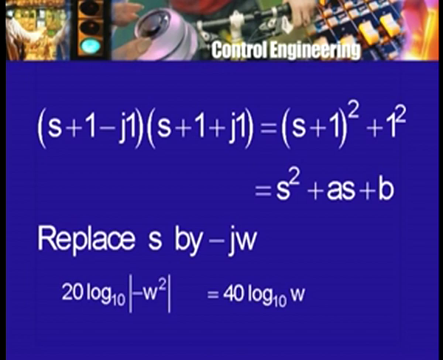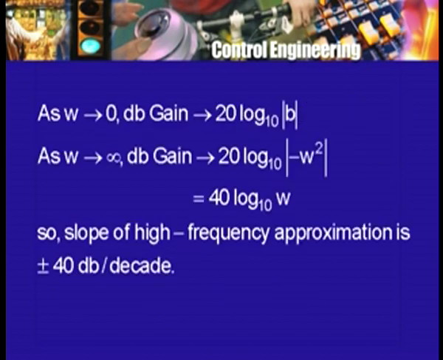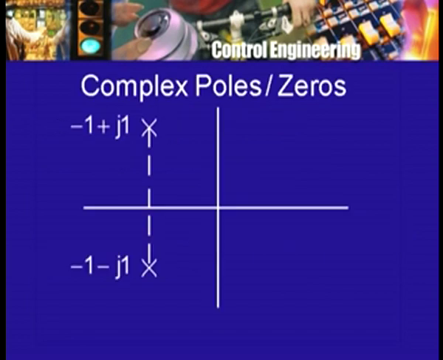So, instead of 20 log to the base 10 of omega, I have 40 log to the base 10 of omega. So, the high frequency asymptote has a slope of 40 dB per decade rather than 20 dB per decade, or minus 40 dB per decade rather than minus 20 dB per decade. And that is not very difficult to remember, because we are looking at a pair of complex poles. We are looking at the effect of not one pole, but of two poles together, or of not one zero, but two zeros together. So, earlier each pole or zero contributed minus 20 or 20 dB per decade.